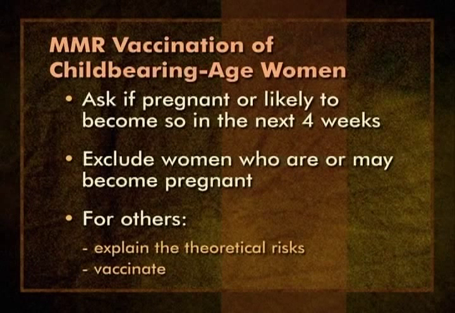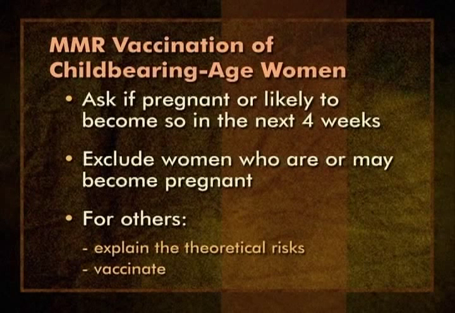ACIP recommends that you ask if the woman is pregnant or likely to become pregnant in the next 4 weeks. It is a good idea to ask what form of contraception is being used. This is because women who are sexually active and not using contraception still might tell you they could not become pregnant in the next month. Exclude women who are or may become pregnant in the next 4 weeks.